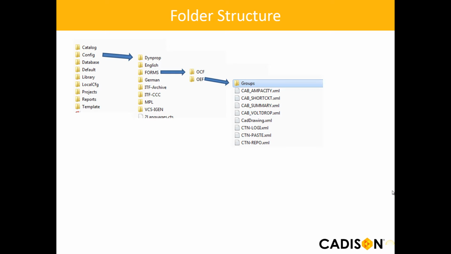Let us have a view inside the folder structure where all the XML files can be found. Following your CADISON domain path via config and forms, the first landing point is the root path of the formulas. In here you will see two other folders named OCF and OEF, which stand for Object Creation Form and Object Edit Form. Depending on the action inside CADISON, either editing an object or creating a new one, you are able to define two different formula files. Inside the chosen folder, all the XML files are present.